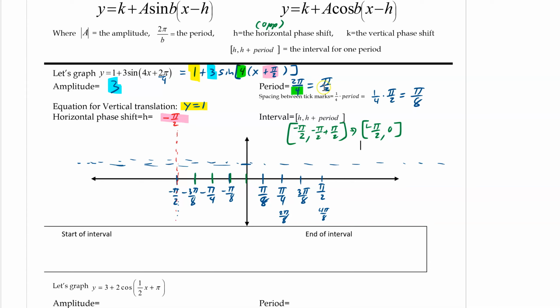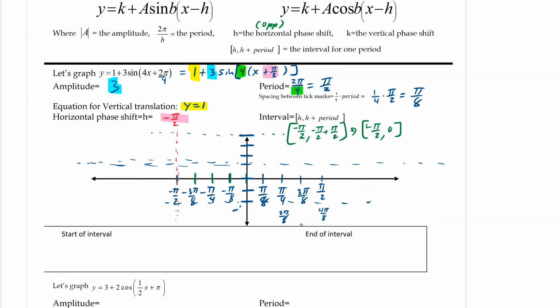So again, you take the period, cut it into fourths to find out what the spacing is. We're going to start it at whatever the shift is, so that number is exactly where we start. 4 marks from there will be our period, and now we just have to place our amplitude. So from y equals 1, we're going to go up 3, 1, 2, 3, and that's our height, and I like to put another dotted line, and then down 3, so 1, 2, 3.